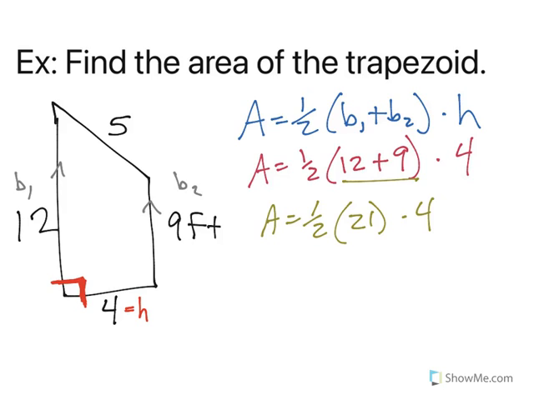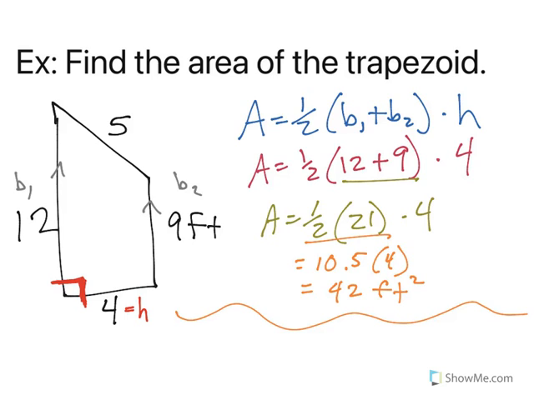One thing that I would like to say is you can do this in any order you want. So let me just show you both ways. If we do half of 21, that's 10.5, and 10.5 times 4 is 42. So our answer is 42 square feet, and that's all great.